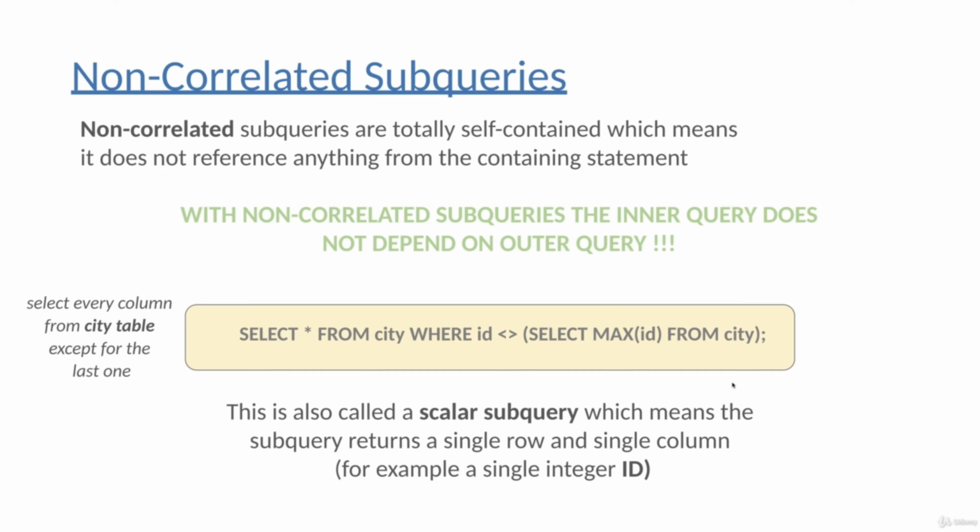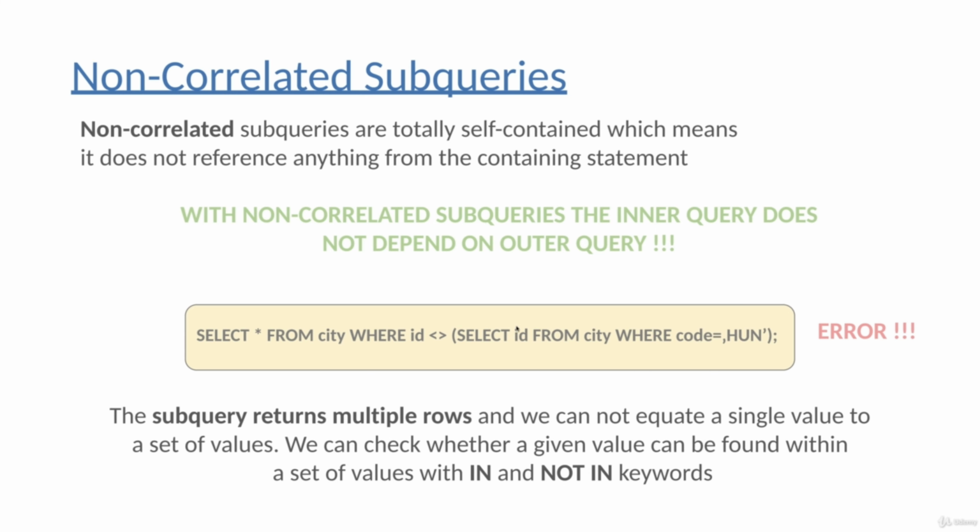Of course, it may happen that the subquery is going to return multiple items. So for example, if we want to do something like this, what does it mean? That we would like to select everything from the city database table where the ID is not equal to Hungary. So basically, we would like to exclude the Hungarian cities from the result set. Then the intuition is that we can do something like this. But of course, it is not going to work because the subquery returns multiple rows. Basically, it is going to return the IDs of the cities in Hungary. And of course, there may be multiple cities, so it is not going to work.